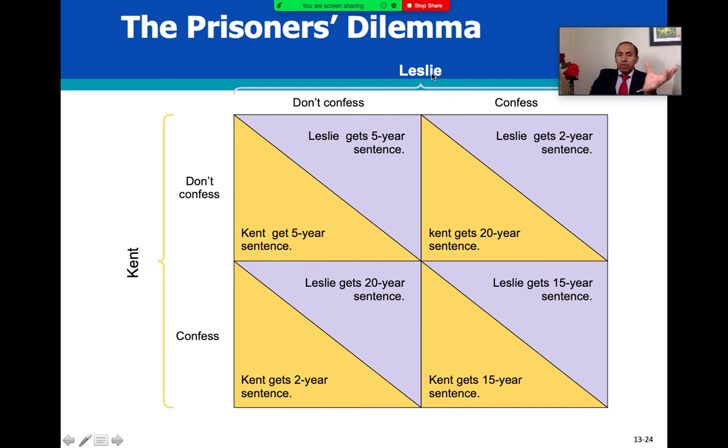If Leslie does what's best for her by attempting to get 2 years, she's going to get now 15, because Ken is going to look for his best interest by trying to get 2 years. He's going to get 15 because Leslie already gave him up and Ken already gave up Leslie. So both of them end up worse than if they would just cooperate with each other and agree from the beginning not to confess and get only 5.